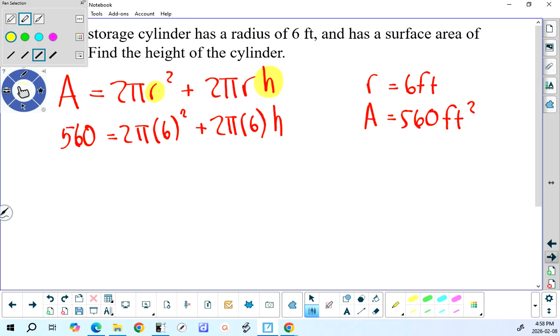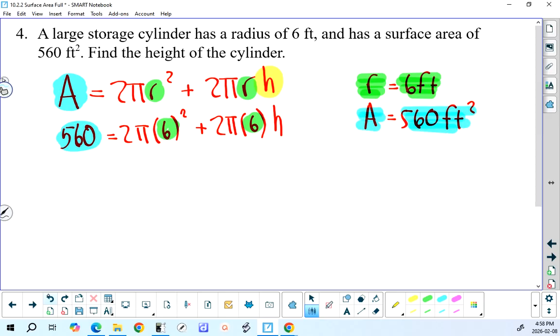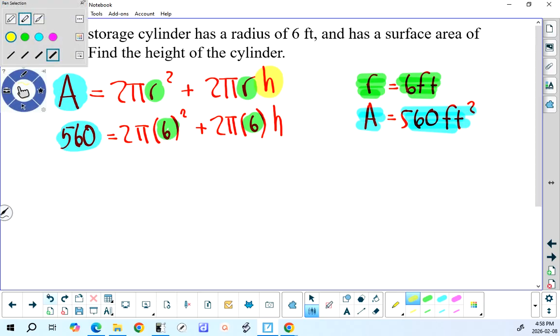Every place I saw an R, I put the number 6 because that's what R is. Every place I saw the A, I put 560 because that's what the surface area is. Wherever I saw an H, I left it as H because that's what we're trying to find. So you put in all the numbers. Now you simplify.